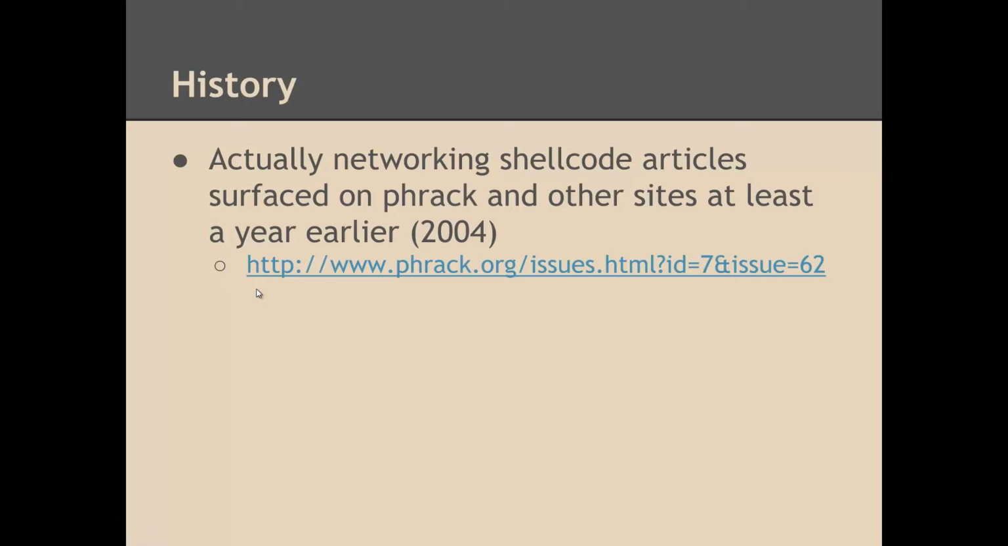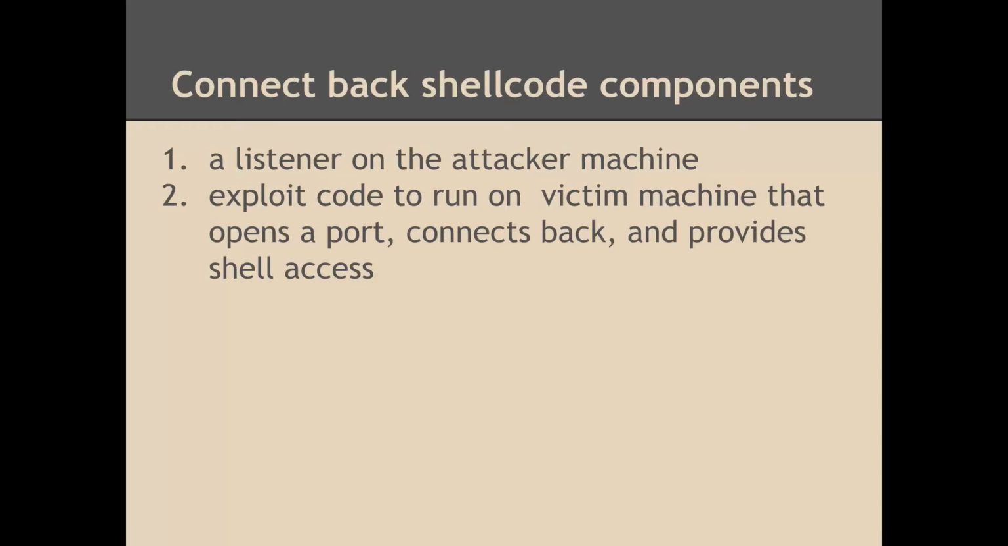Now, there's nothing preventing someone with assembly level experience and networking experience at that level from doing this themselves. So at the public level, this perhaps wasn't known before that, but nothing stopped hackers from doing this if they are sufficiently knowledgeable. The two components of connect back shellcode are really just a listener on your machine as the attacker, and the exploit code, the payload. When you tie the exploit to point to it and you land it, the victim machine will open a port, connect back, and provide shell access.